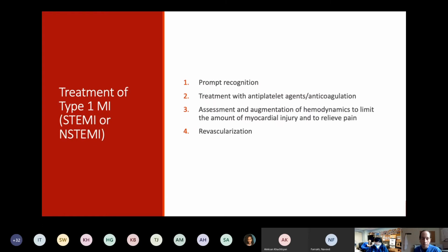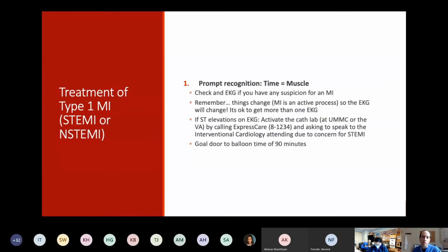So the sort of 4 very basic principles for treating a type 1 MI, be this a STEMI or a non-STEMI. It sounds silly. The first thing you need to do is really you need to recognize that the person's having an MI. The sort of cheesy saying that time is muscle is very true, as I'll show you in a second here. Anytime you have a patient who has chest pain, get an EKG.